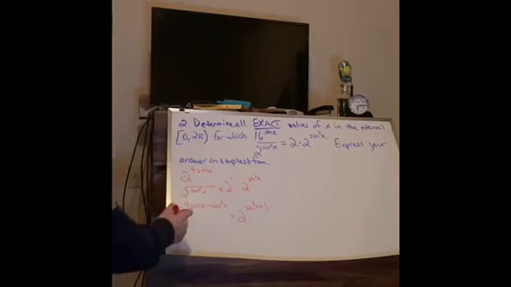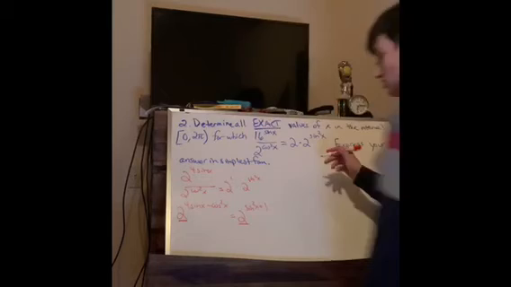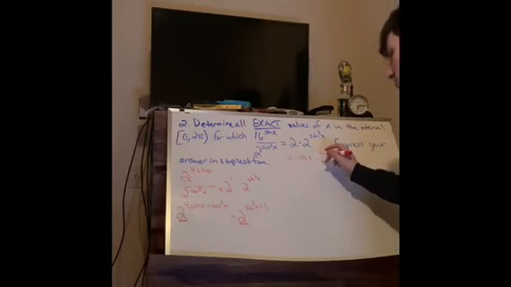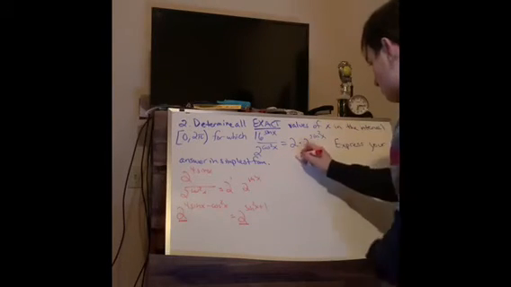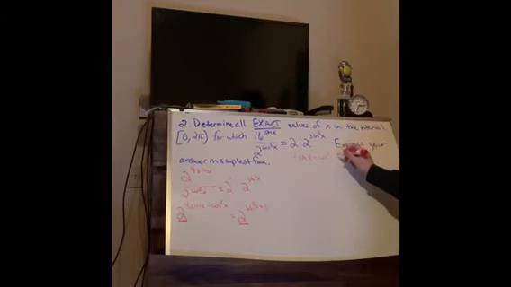And now we have these bases, and guess what we're going to do? We're going to set these exponents equal. So we have 4 sine x, and a minus sign there, minus cosine squared x is equal to sine squared x plus 1.